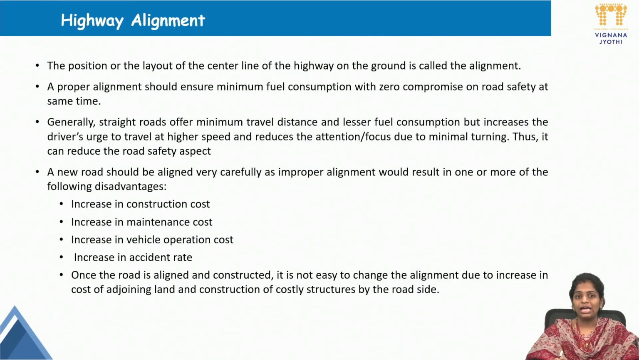A proper alignment should ensure minimum fuel consumption with zero compromise on road safety at the same time. The major agenda for deciding the highway alignment will be more safety, zero compromise on road safety, minimum fuel consumption, and it should be very economical. Economical in construction, and in operation and maintenance, everything should be economical. First safety, economy, and it should not have any environmental concerns. This is about the highway alignment.